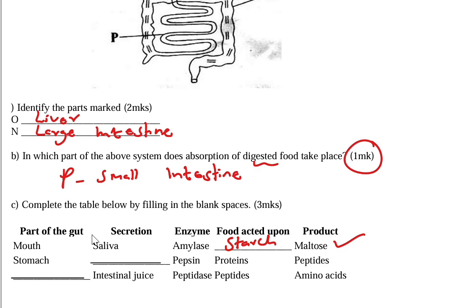Now the stomach secretes what we call gastric juice, and therefore for the stomach the secretion is gastric juice. I'm going to write it here. I know I have very bad handwriting, gastric juice. So with gastric juice, the enzyme is pepsin, which acts upon proteins to get peptides. Finally, we have intestinal juice, peptidase, peptides, and then amino acids. So the part of the gut is the intestine: secretion, intestinal juice, enzyme, peptidase, food acted upon, peptides, and we get amino acids. We're done with number 34.